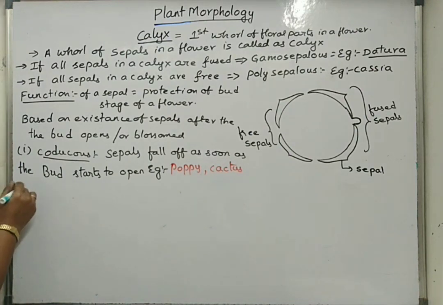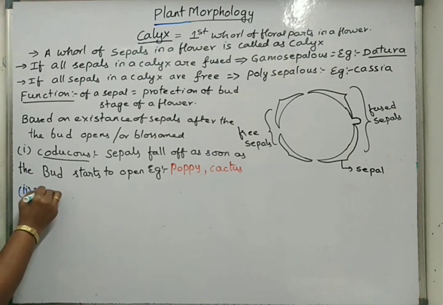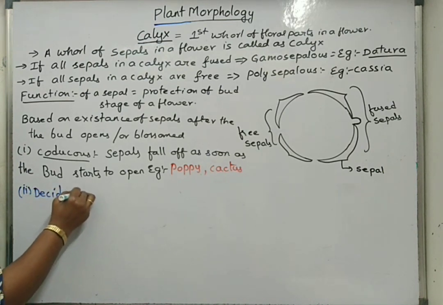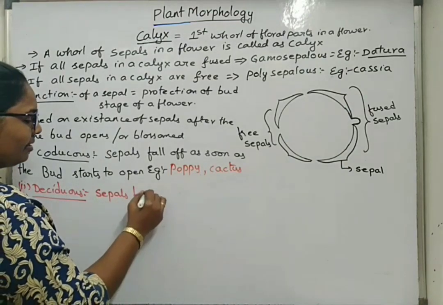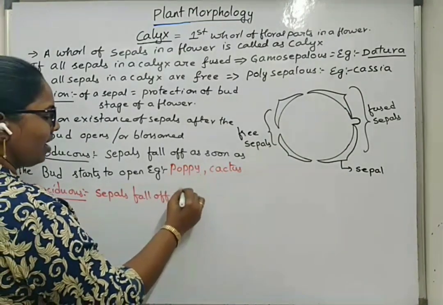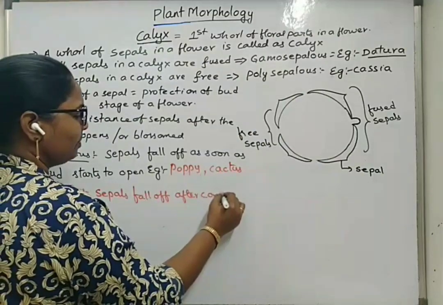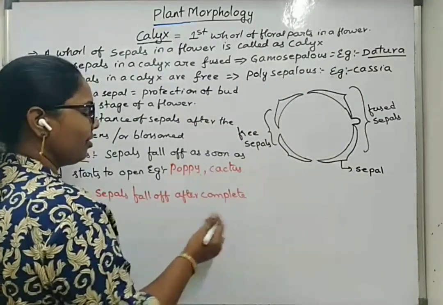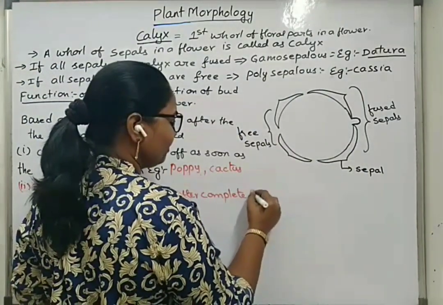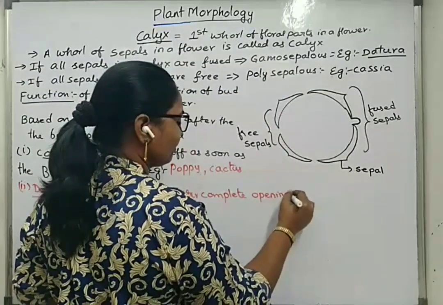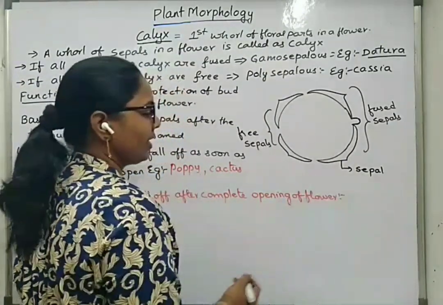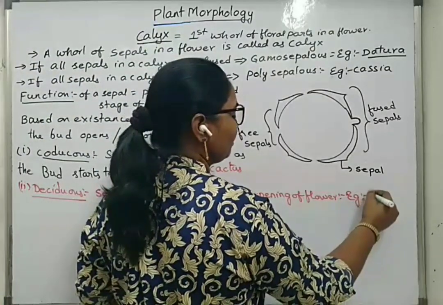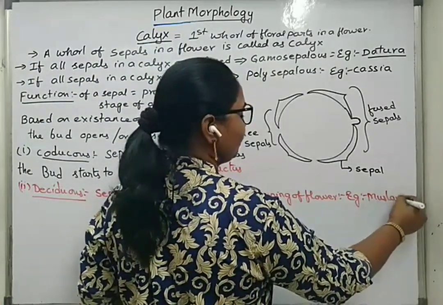Next, the other type, deciduous. Here, sepals fall off after complete development or complete opening of the flower. We can see such type of calyx in mustard. Example, mustard.